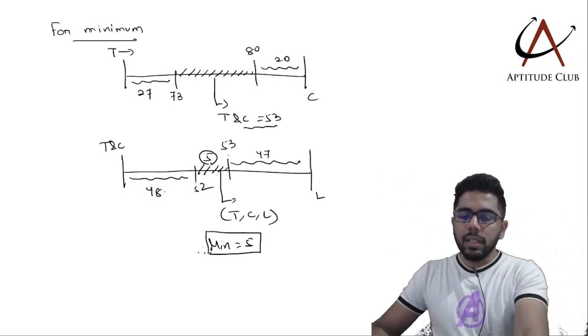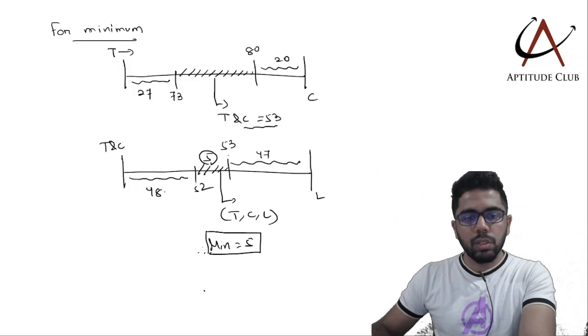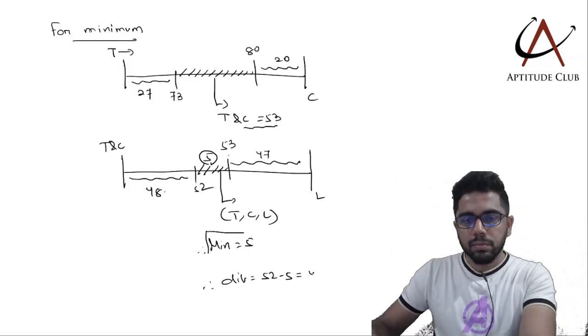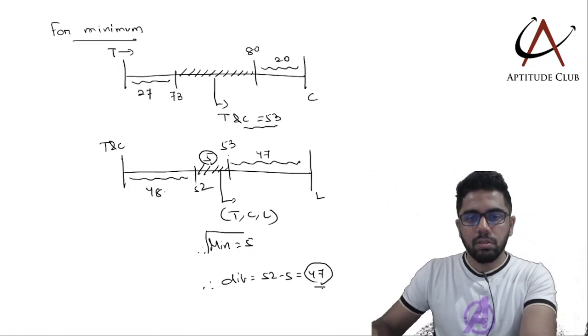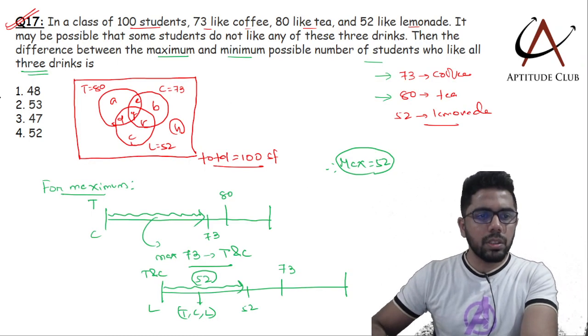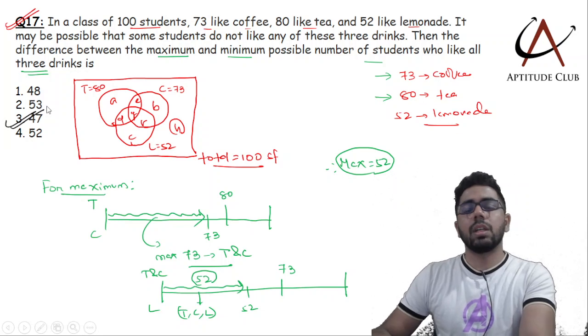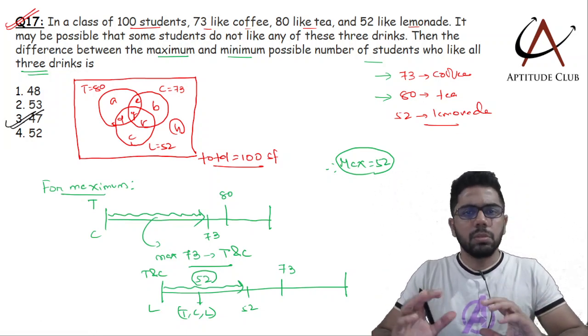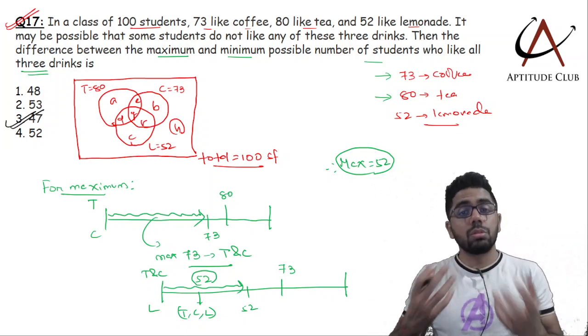So minimum 5 and maximum 52. Hence what is the difference? 52 minus 5, you get 47. This is a little conceptual question. You can solve this if you know the maximization minimization principle of set theory properly. This question is not something very difficult to solve, but yes, you need to know the approach.